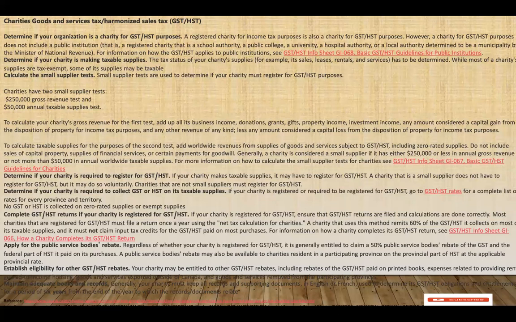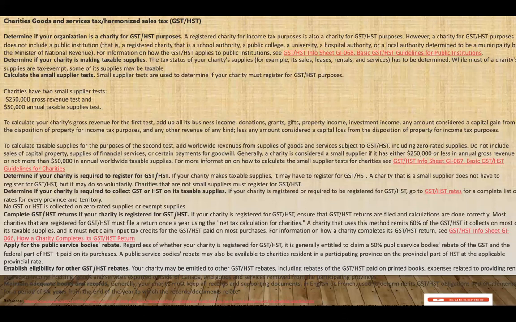If your charity is registered or required to be registered for GST, you must complete the GST HST form. And you can see the form also lists all the provinces that are entitled to the GST and HST taxable supply. Then you complete the GST and HST return if your charity is registered for GST and HST.